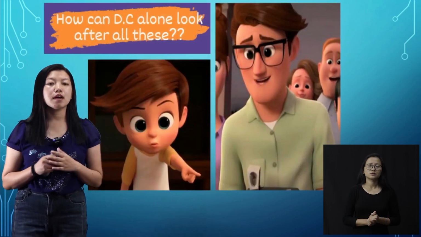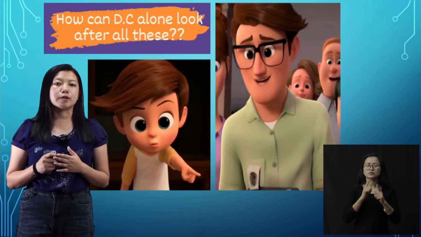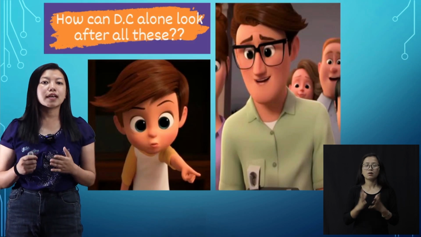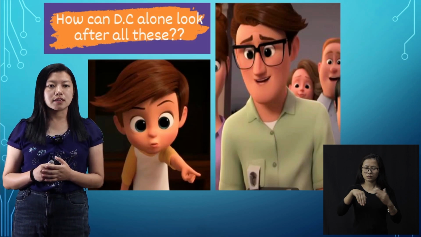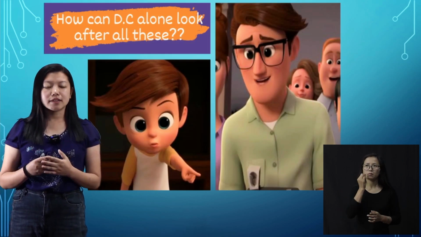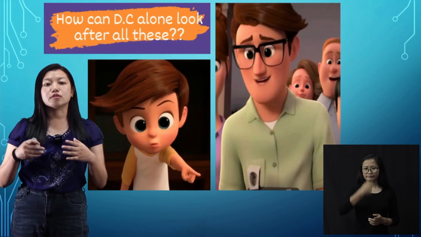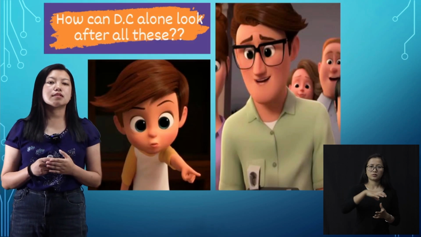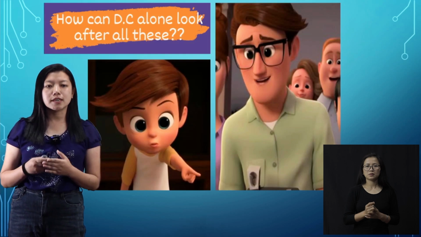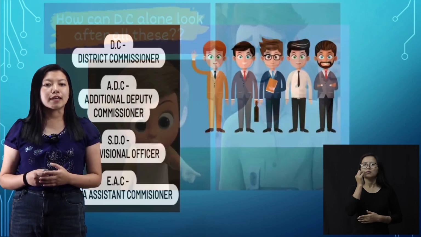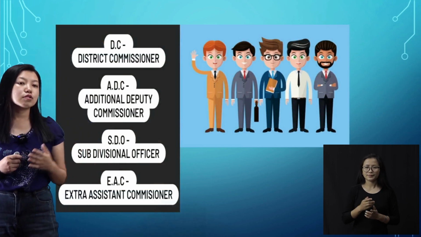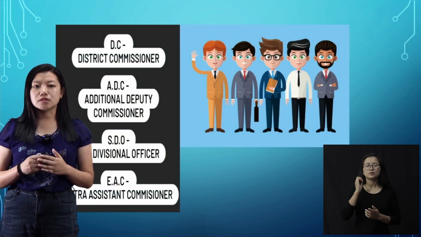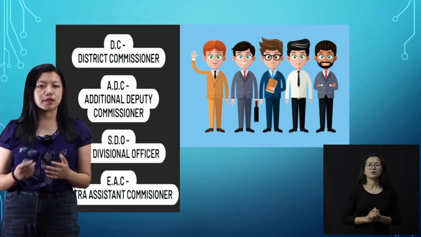Now, after all this conversation was over, Lanu was curious again. So he asked his father, how can the DC alone look after all these things? Because a DC is also a man, and one single man cannot look after all the problems and all the needs of the district. So Lanu's father told him that it is not only the DC who works, but under him there are certain officials who help him to do his work.